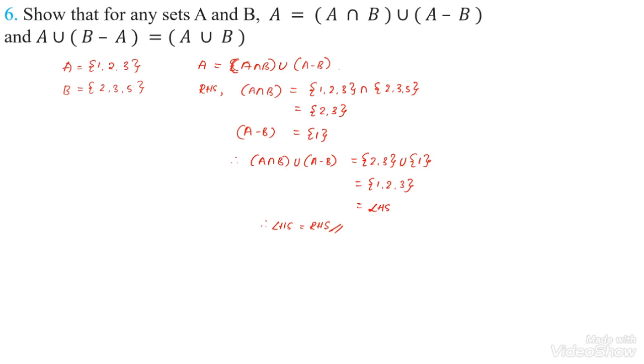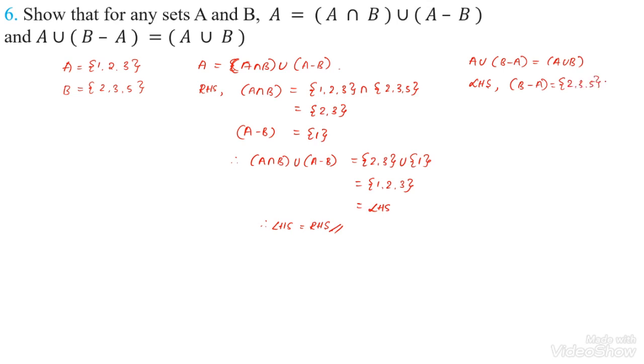Now, again, I will take the second statement. A union B minus A is equal to A union B. Okay, first I will consider the LHS part here. In that LHS, B minus A. What are the elements of B? 2, 3, 5.